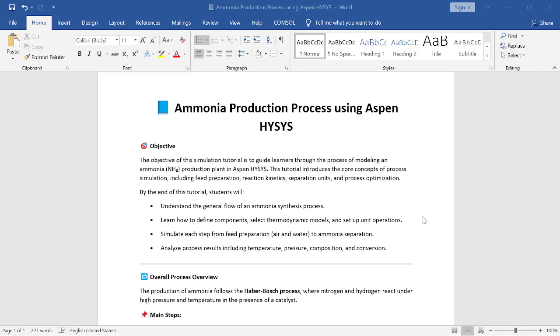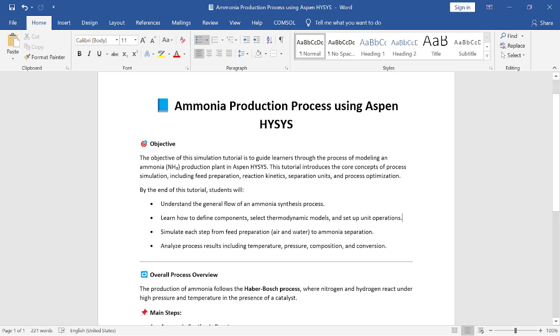Alright, so welcome everyone. Today we are going to be doing a chemical reaction process where we are going to be producing ammonia using Aspen HYSYS. It's a simple Haber's process we're going to be doing here.